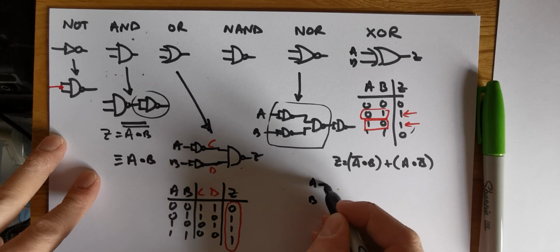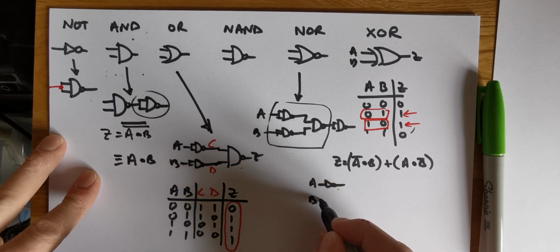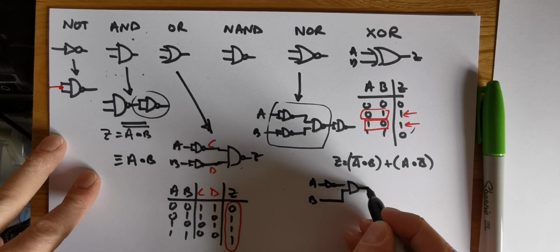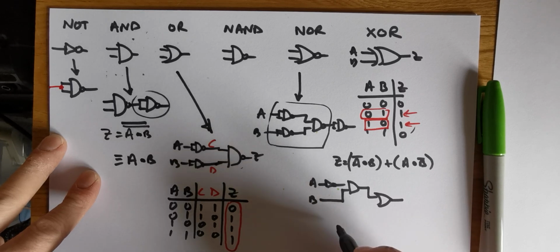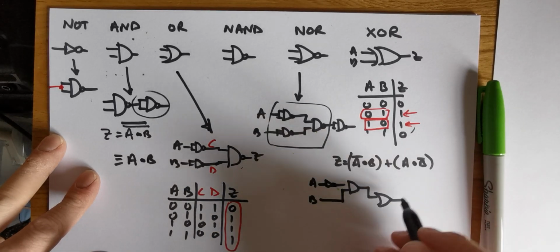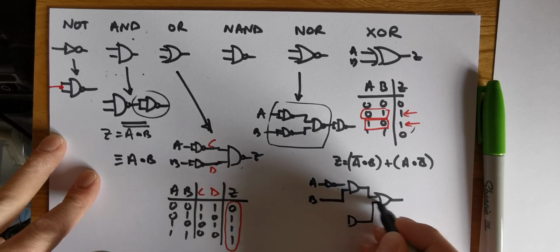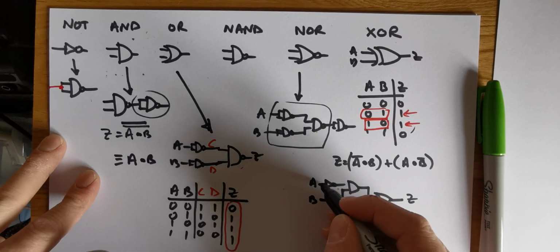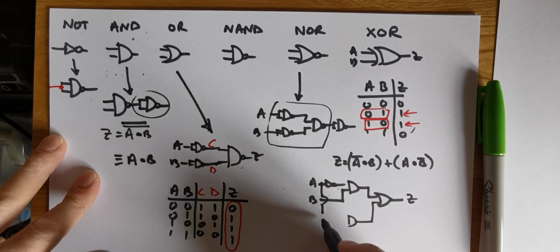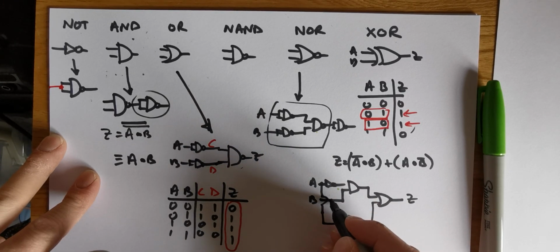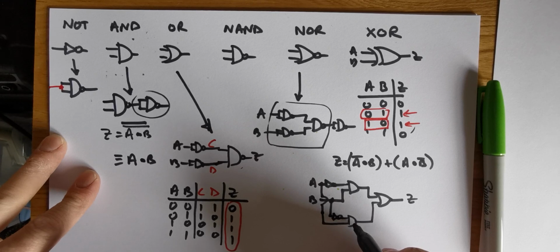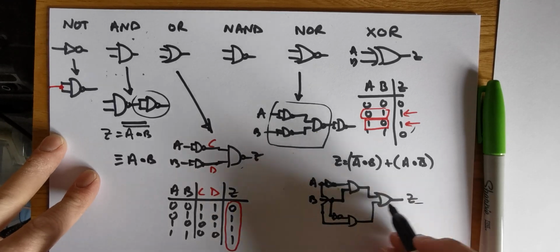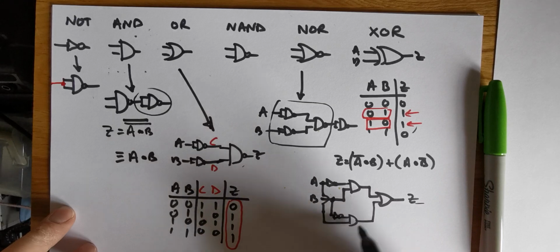So you've got A, B, inverted into an AND gate, into an OR gate, and then you've got another AND gate, the OR gate, and that's your Z, and this needs to bring that down to the bottom, like that. So that's your not A and B, that's your A and not B, that's all together to give Z.